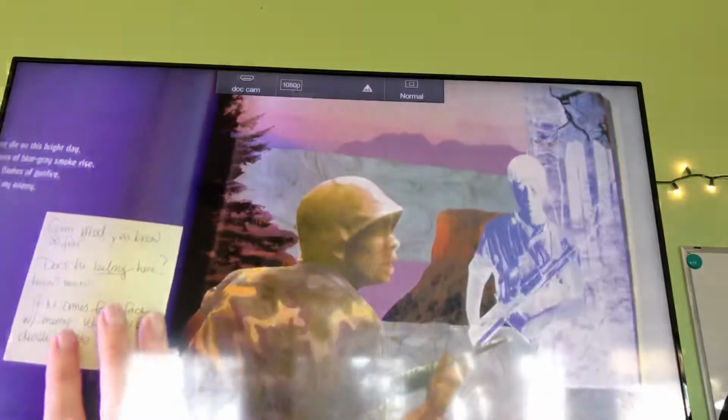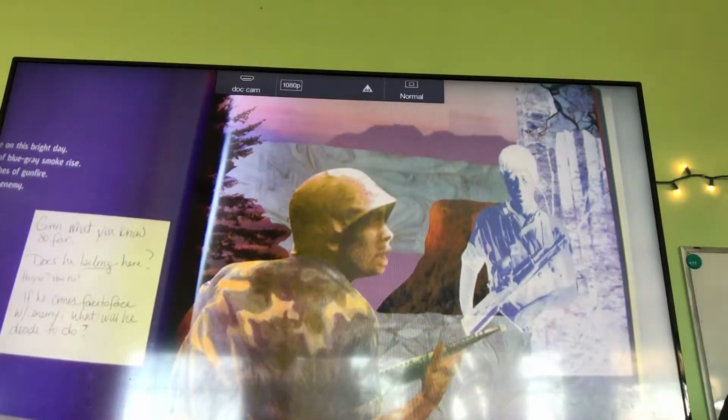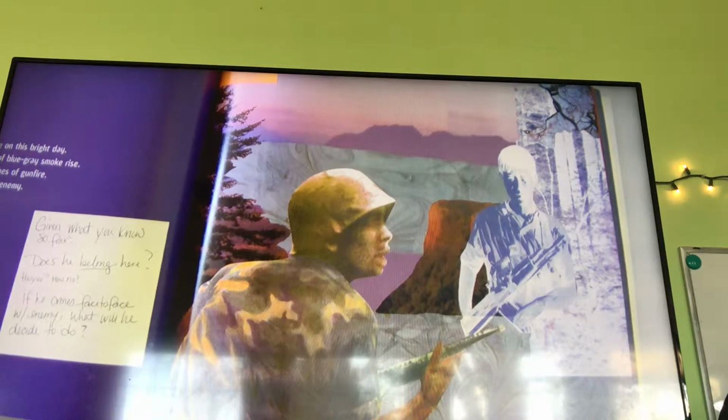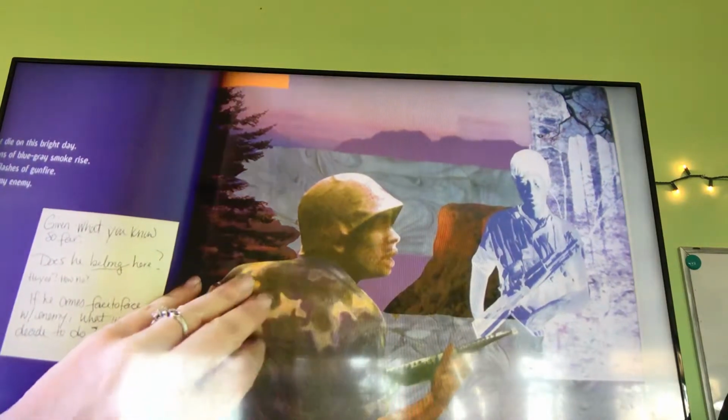So we left off with, my body shakes. I tell myself that I will not die on this bright day. Against the horizon, columns of blue-gray smoke rise. 2 clicks away, there are flashes of gunfire. 2 clicks is the distance of my enemy. My chest tightens. I wipe my sweaty palms. I bite back my tears.